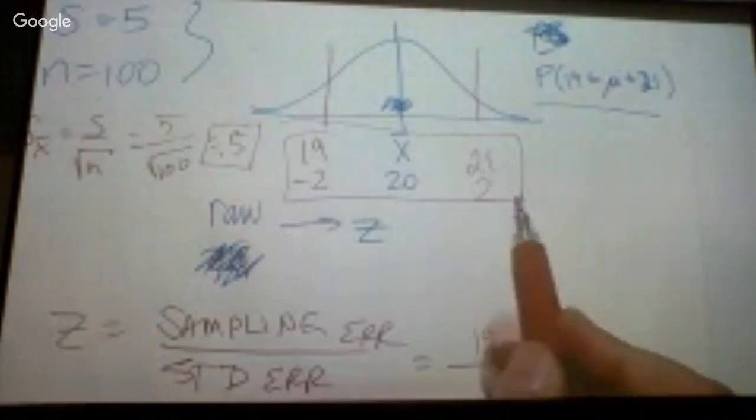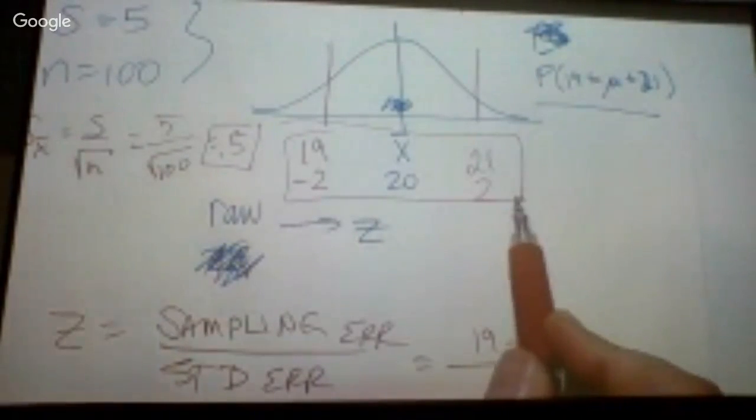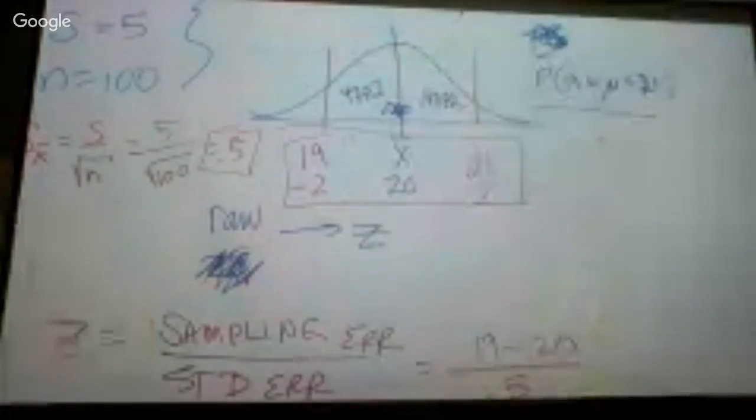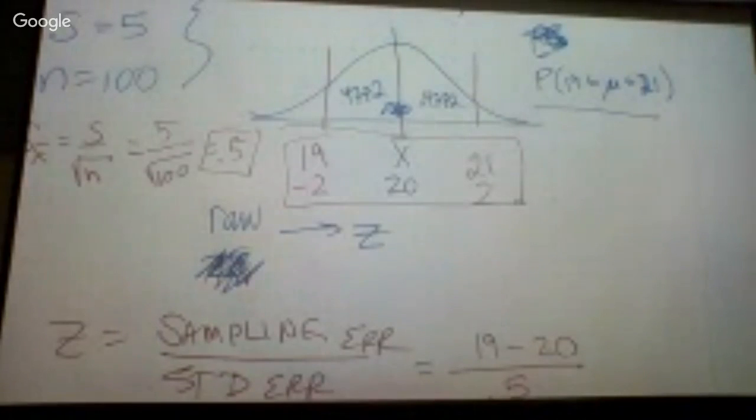That now allows me to go to my z-score table, and a z-score of 2 gets me an area of 0.4772, and 0.4772. If I add those two things together, what do you get? Approximately, or exactly, 95.44.